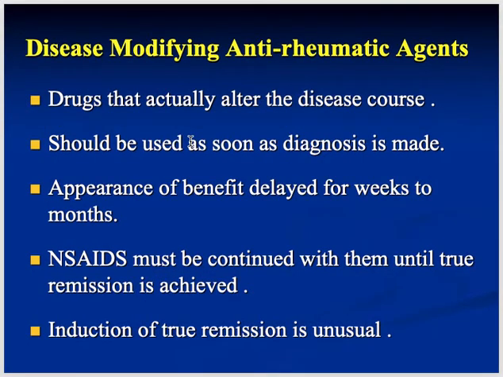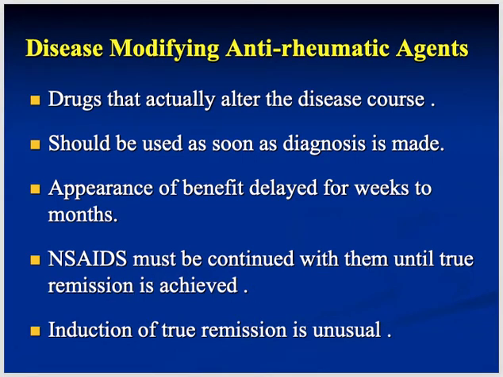Now, the thing is, disease-modifying anti-rheumatic drugs are playing the central role and they are the first choice, guys. There are many DMARDs nowadays, okay. What we do is we start with one DMARD, and if it is working nicely, then it's fine. Otherwise, we add something or change the drug, okay. They alter the course of the disease and should be used as soon as the diagnosis is made. Appearance of benefit is delayed for 2 weeks to months, and NSAIDs must be continued with them until true remission is achieved.